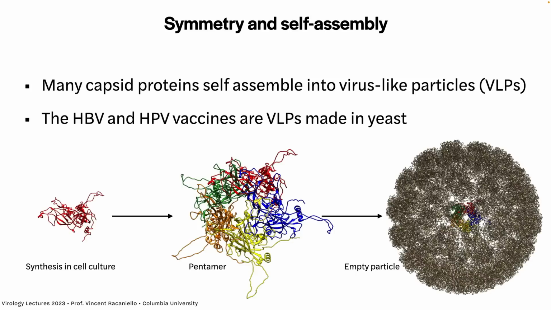It makes empty capsids. There's no viral nucleic acid there. We call this virus-like particles, or VLPs. And then that's used to immunize you. So here is the hepatitis B virus vaccine.